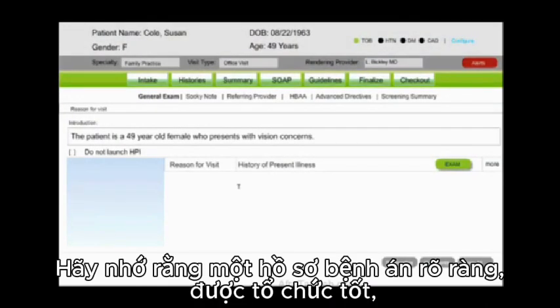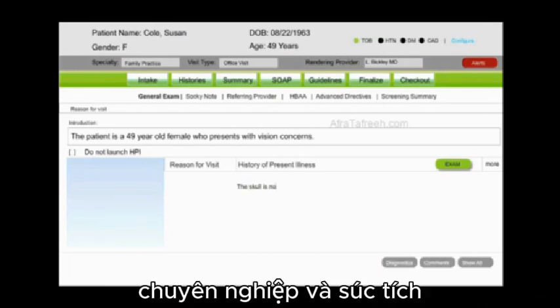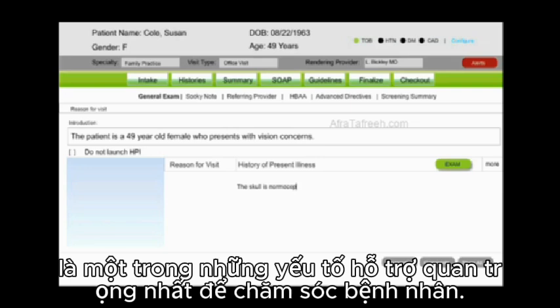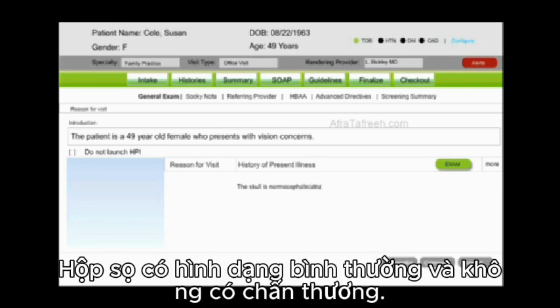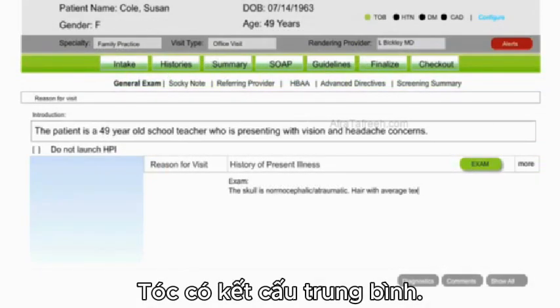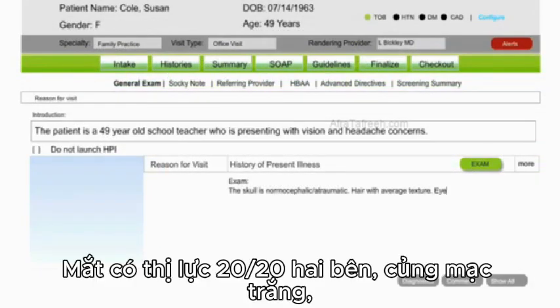Remember that a clear, well-organized clinical record, employing language that is neutral, professional, and succinct, is one of the most important adjuncts to patient care. The skull is normocephalic and atraumatic. Hair has average texture. Eyes with visual acuity 20/20 bilaterally.